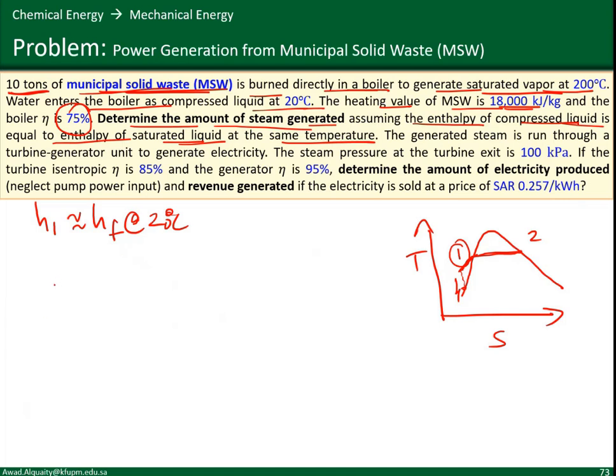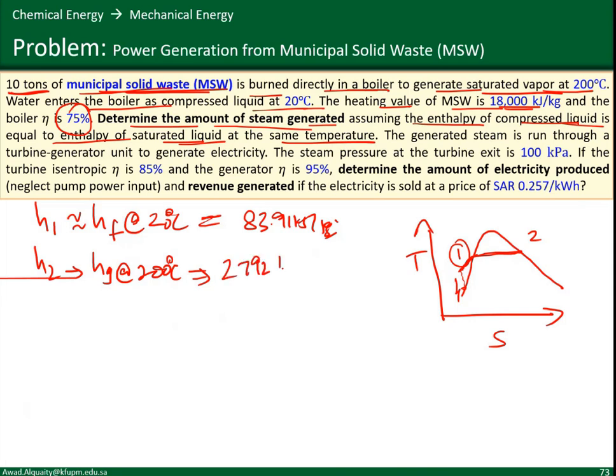Now, we have this information. h1 is equal to the saturated liquid enthalpy at 20 degrees Celsius. From the tables, you can simply get hf at 20 degrees, which comes out to be 83.91 kilojoule per kilogram. So that's h1 already for us. Now, h2 here is simply hg at 200 degrees Celsius because we are told that it was saturated vapor. Looking at the table, we get the value of h2 to be 2792 kilojoule per kilogram.